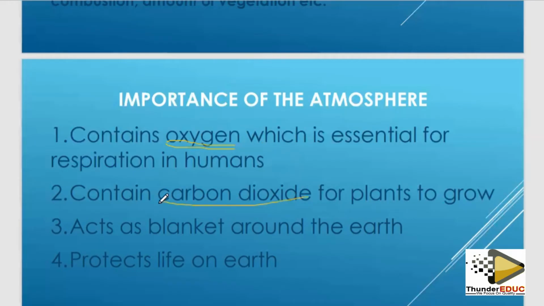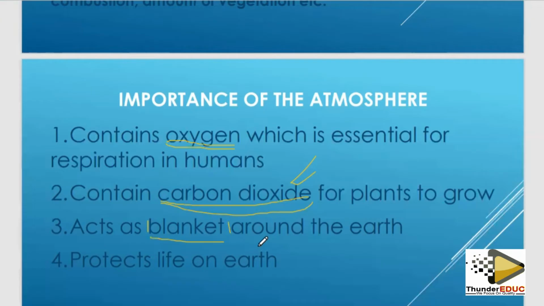And what's the rationale for carbon dioxide, which is important for plants to grow? We said plants, they do photosynthesize, and in the process, they tend to use carbon dioxide. So it's also another rationale of the atmosphere to provide carbon dioxide, which is important towards the sustenance of plant growth. And number three, it acts as a blanket around the earth. A blanket, you are looking at a cover material here.